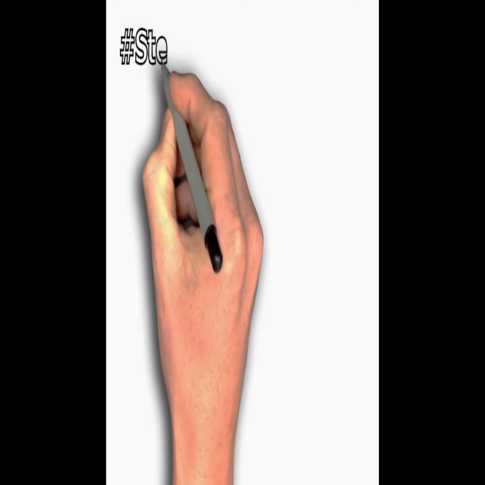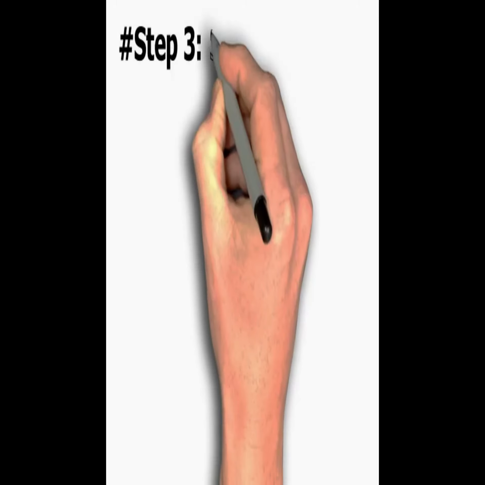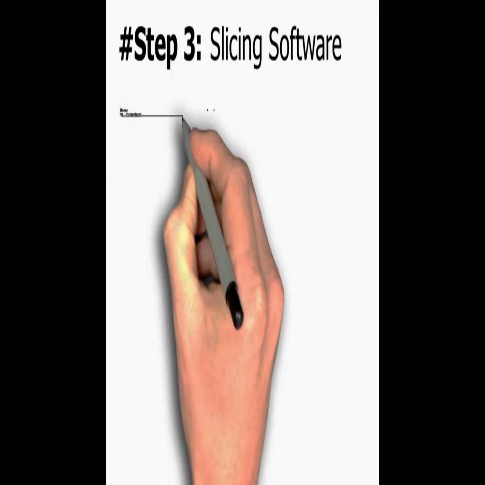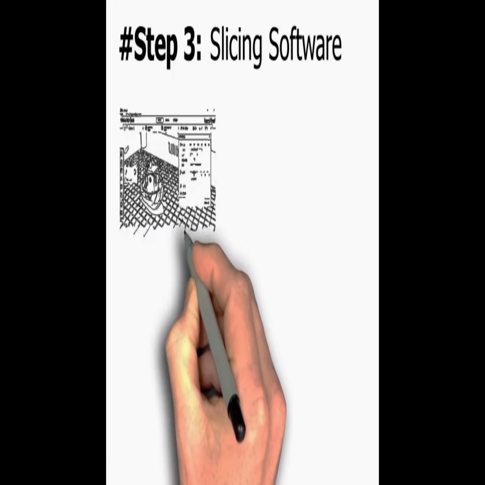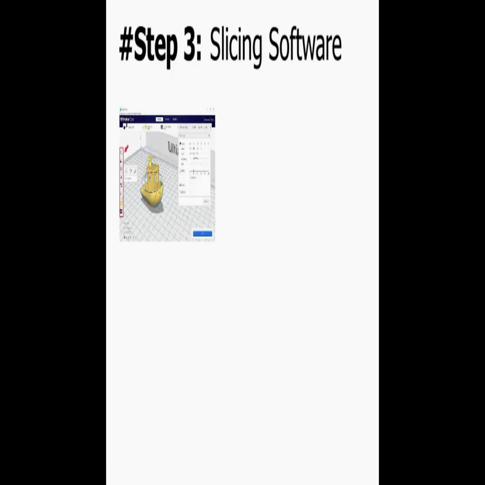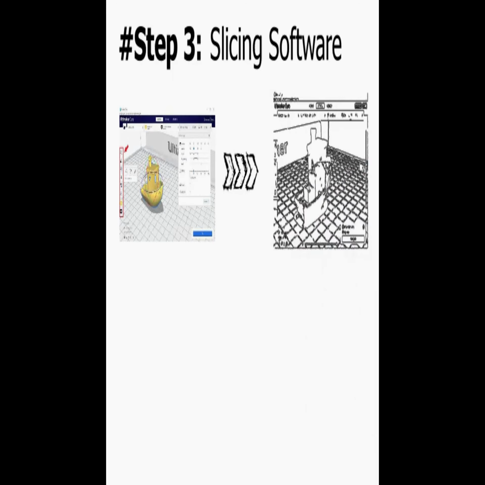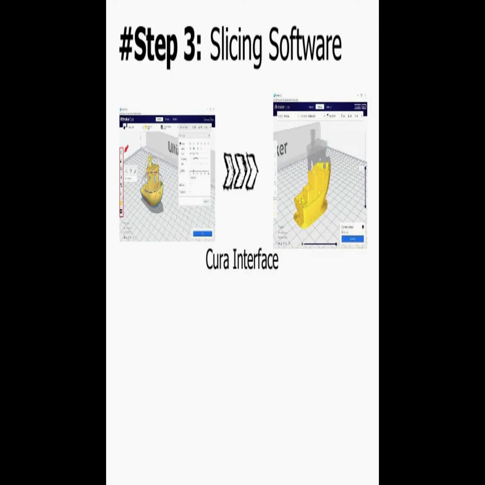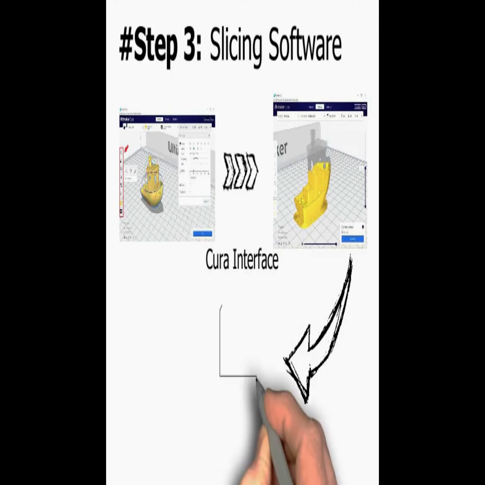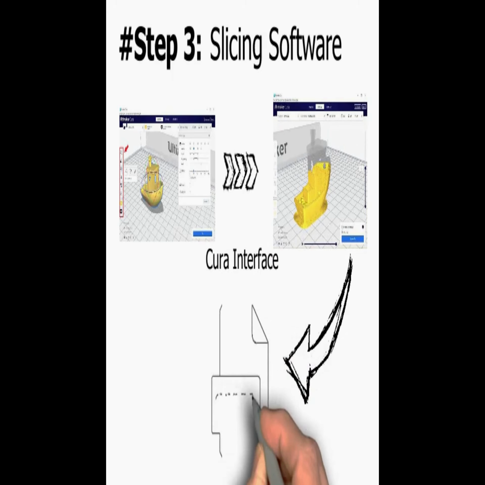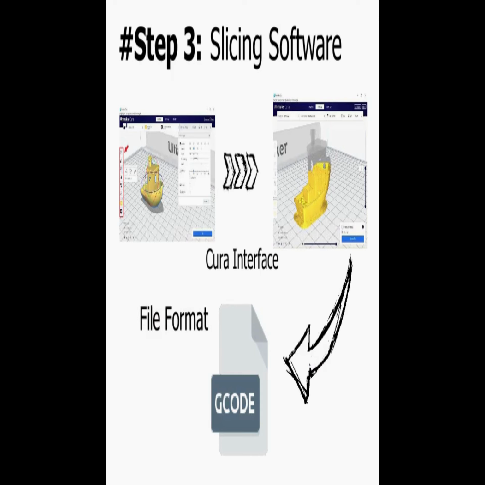Step 3. Slicing software. In this software, the .stl file of the 3D model is loaded. The software slices the 3D model, or cuts the 3D model, into a number of layers, which the 3D printer will print one above the other. This sliced version of the 3D model is saved in .g-code format. What does this .g-code format do? This G-code format instructs the 3D printer at which position molten plastic needs to be poured and in what quantity.